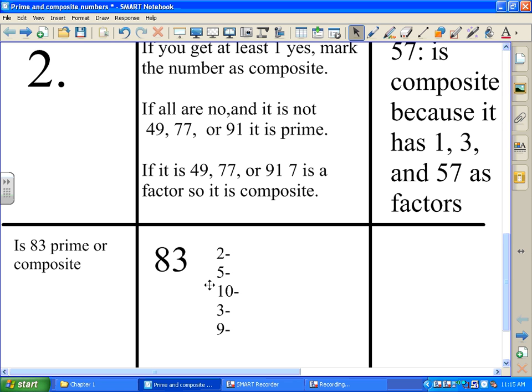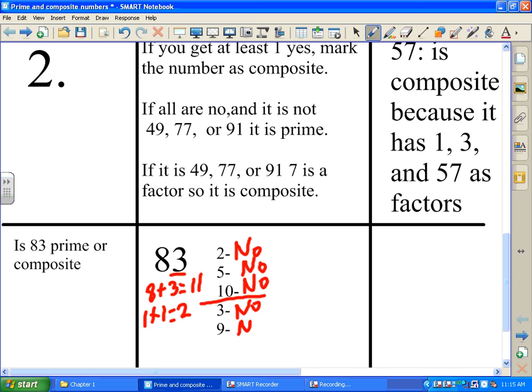So here we go. When I'm looking at the number 83, I'm first going to look at the ones digit. Is that even? No, so it's a no on 2. Is this a 5 or a 0? No. Then it's a no on 5. Is this a 0? No, so it's a no on 10. Now, 8 plus 3 equals 11. 1 plus 1 equals 2. Now, is this a 3, 6, or 9? No. So it's a no on 3. Is this a 9? No. So it's a no on 9. So this is a no on everything.